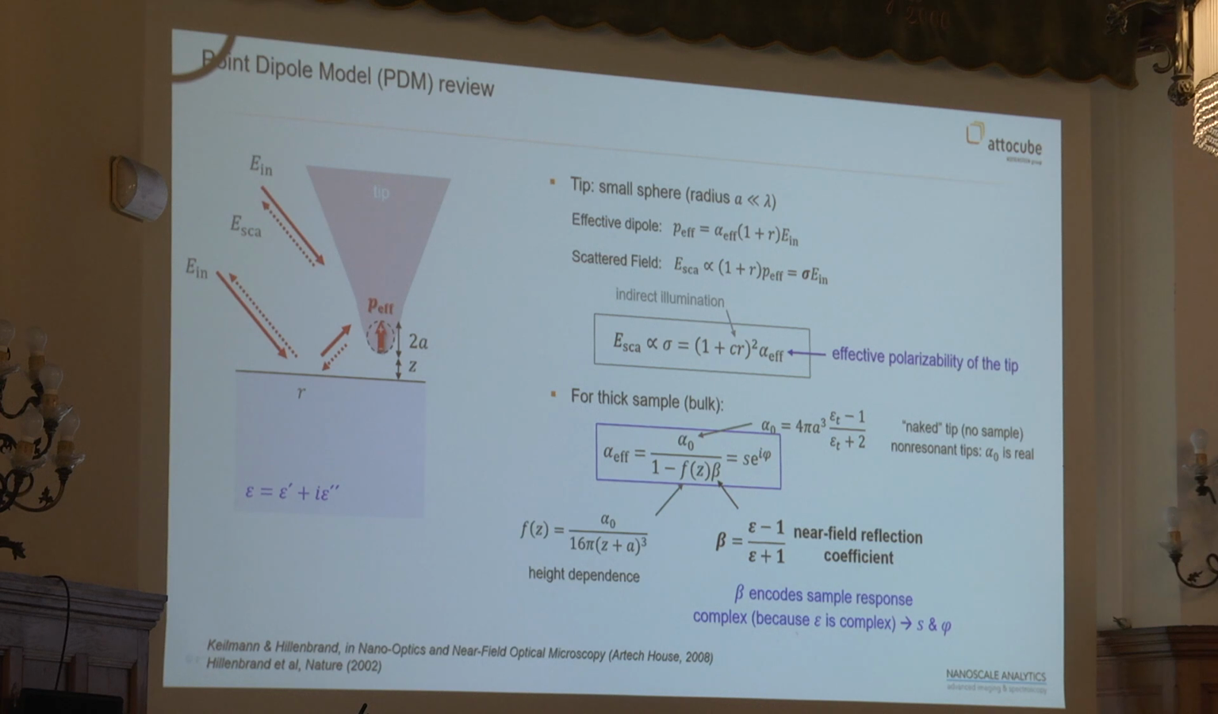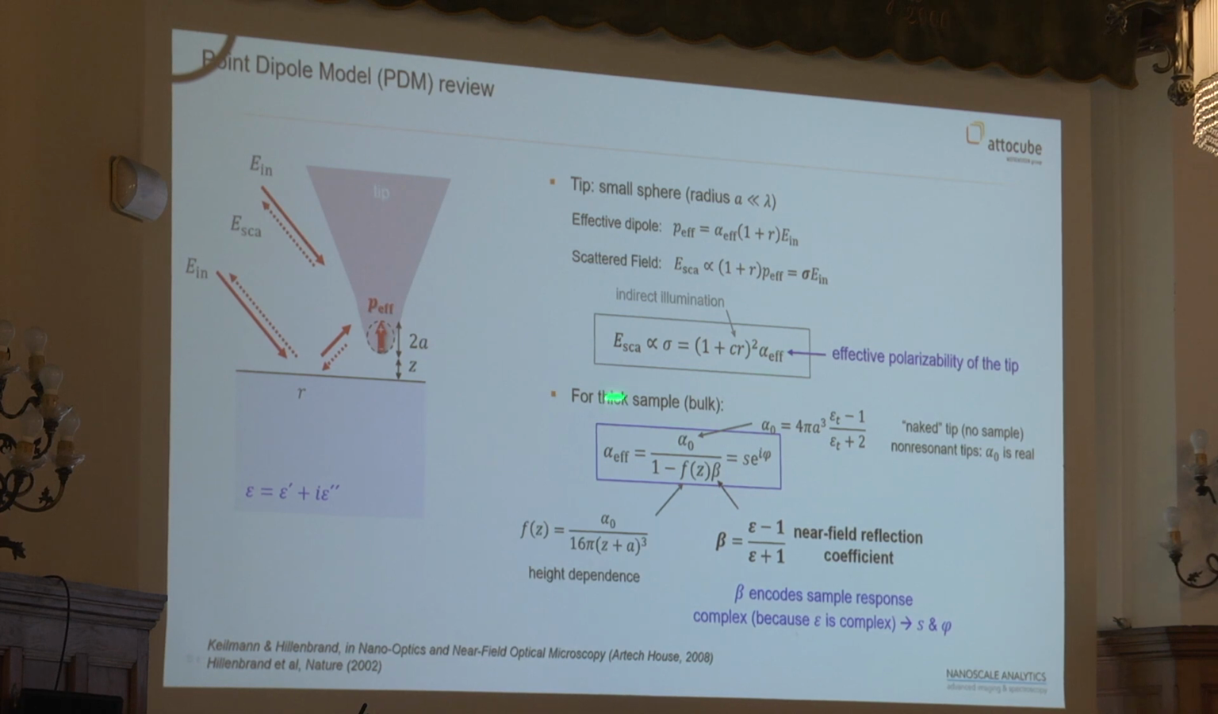Okay. So, the point dipole model. Again, it's been discussed yesterday, and today also a little bit. To summarize, we represent the tip as a small sphere of a radius much smaller than the wavelength. Within this model, we can calculate the scattered field. It is proportional to some far-field, or indirect illumination, factor. We'll get back to it later in my slides. Right now, the main point is that the scattered field is proportional to an effective polarizability, which we can calculate within this model.